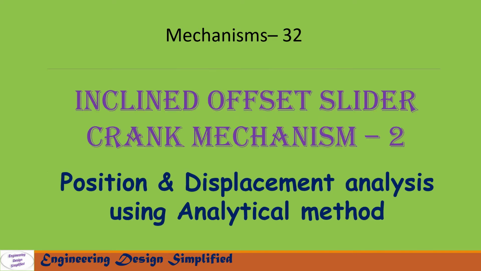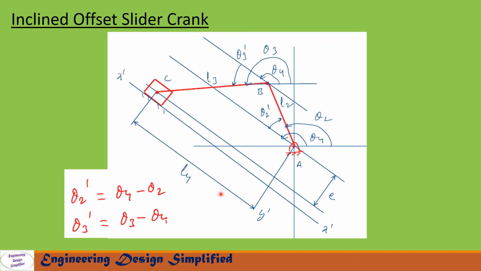In this video, I am going to discuss position and displacement analysis of inclined offset slider crank mechanism using analytical method. In this inclined offset slider crank mechanism, slider position is below crank center at a distance E and the inclination is theta 4, that is angle between this axis x prime and horizontal is theta 4. Similarly, angle between horizontal and crank L2 is theta 2. Similarly, angle between horizontal and coupler link is theta 3.